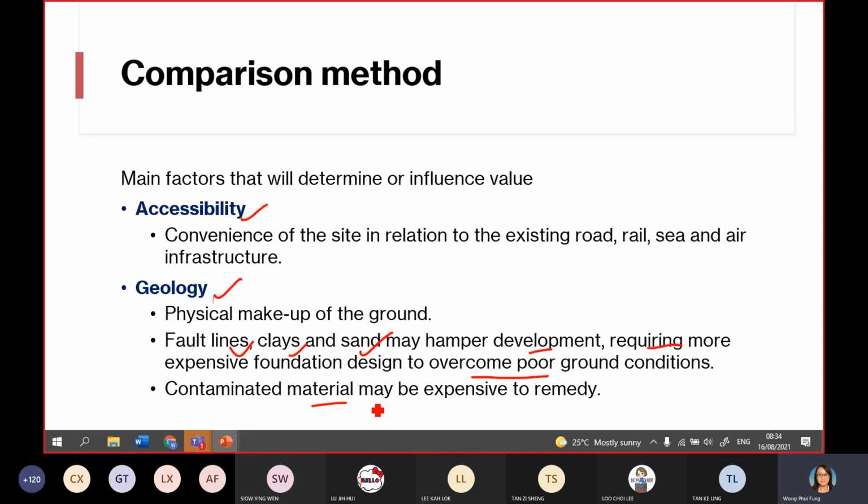And if the land is contaminated, then you need to rectify it. So all these are actually quite expensive and you need additional cost to do the rectification. So all this actually will create technical difficulty to the development. So that's why it will add to the cost and affect the value.